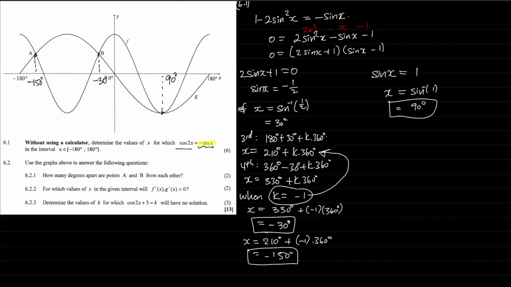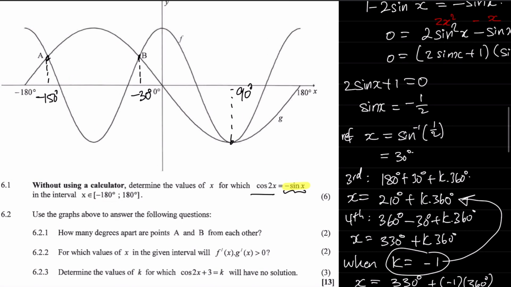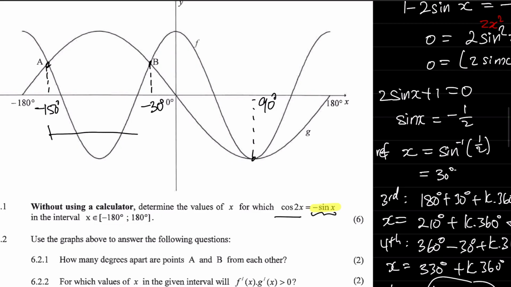Question 6.2, use the graphs above to answer the following questions. How many degrees apart are points A and B from each other? That's not too difficult. We can see A and B are 120 degrees away from each other.